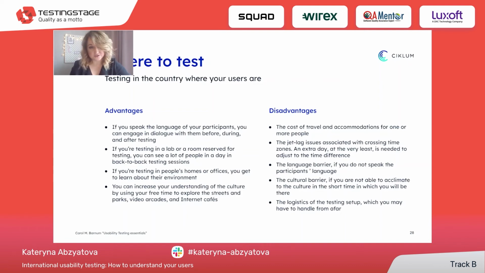But the main disadvantages are, of course, the budget to visit any country, and also jet lag. If you're working with your team, there can be time zone problems, and also a language barrier, especially if you're not speaking their native language. Maybe some cultural barriers, which can prevent you from working as you planned.